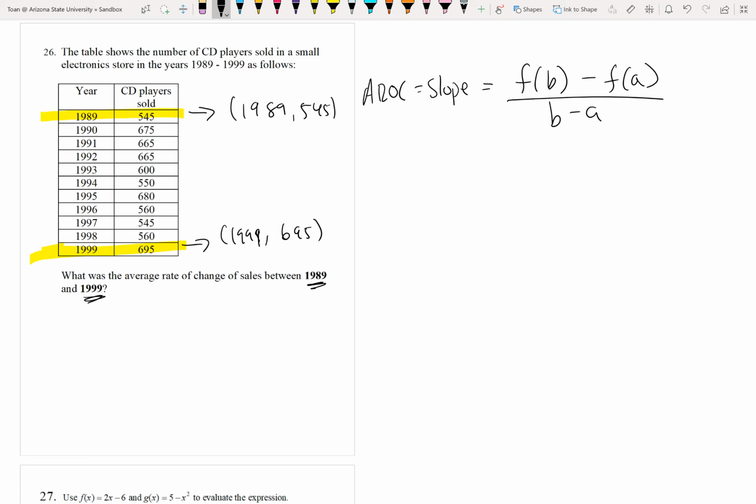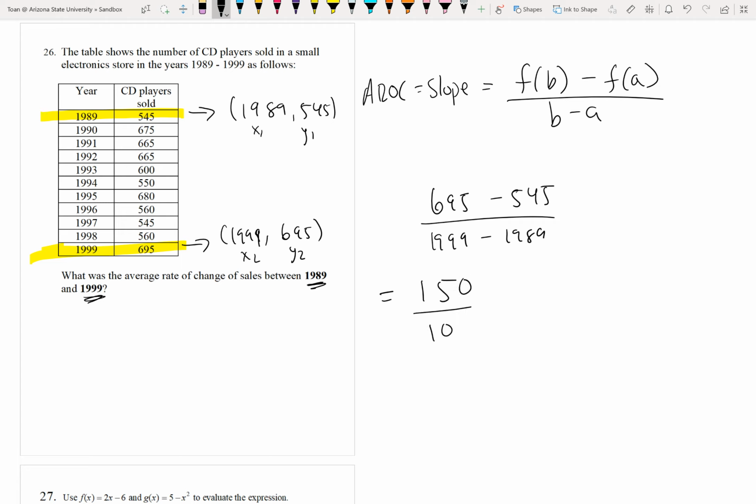So then again, you just use the slope formula. Average rate of change is slope. So it's x1, y1, x2, y2: 695 minus 545 over 1999 minus 1989. Actually, we don't need a calculator. This is pretty simple enough. That's 150 over 10 years, which is 15 CDs per year.